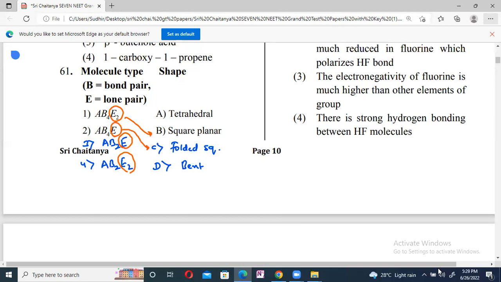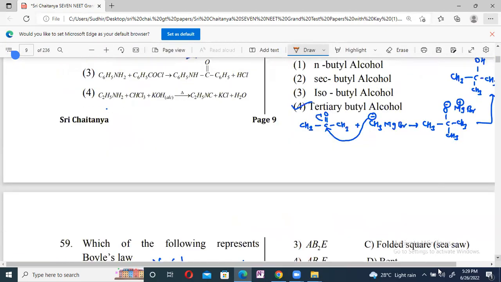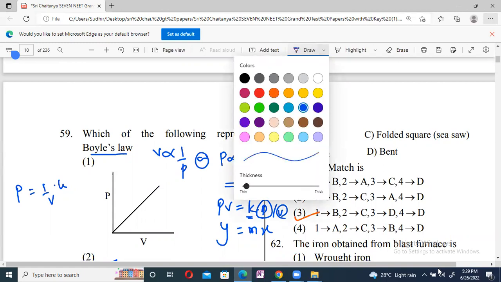It is also called a folded square, right? AB2E, 2 plus 1, 3, means 2 bond pairs, 1 lone pair, which gives a bent shape, like the SO2 molecule. And AB2E2, 2 plus 2, 4, also has a bent shape. So for 1 it is B, for 2 it is C, for 3 it is D, and 4 also D. BCDD is the answer. Yes, option 3 is correct.